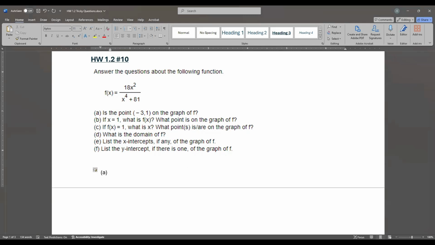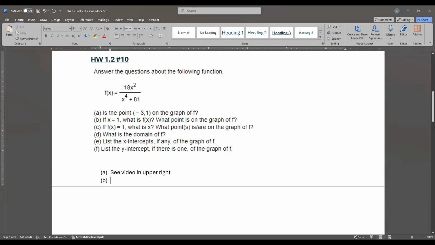Because for part A, if you want to know if the point is on the graph, I do have a video specifically for that. It's going to be linked as a little card in the upper right of the video. So see video in upper right. The exact same process will work for this function, so I'm not going to spend time going over it in this video.